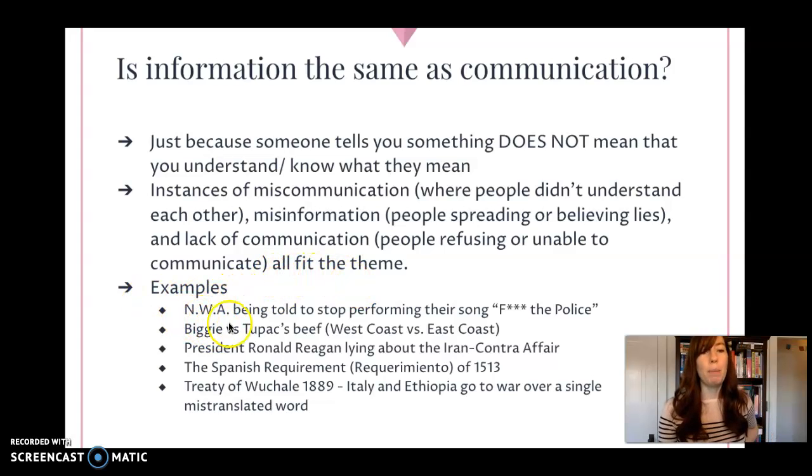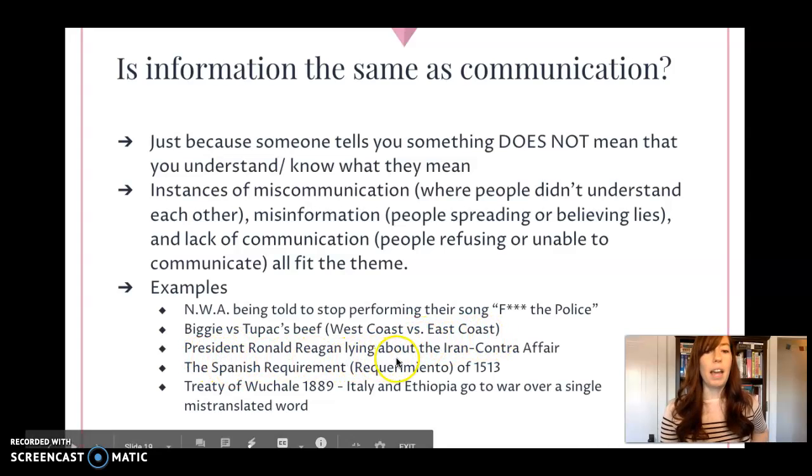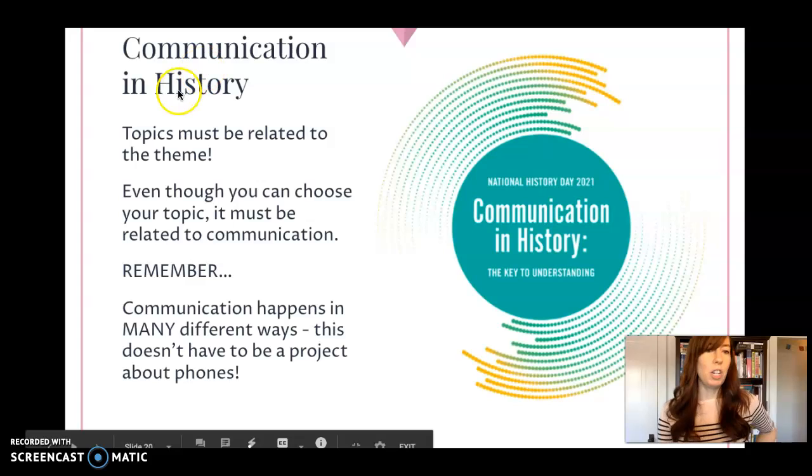Examples: NWA being told to stop performing their song F the Police, Biggie versus Tupac's beef, West Coast versus East Coast, President Reagan lying about the Iran-Contra affair, the Spanish Requirement of 1513, the Treaty of Wuchale in 1889, Italy and Ethiopia going to war over a single mistranslated word. Communication in history.